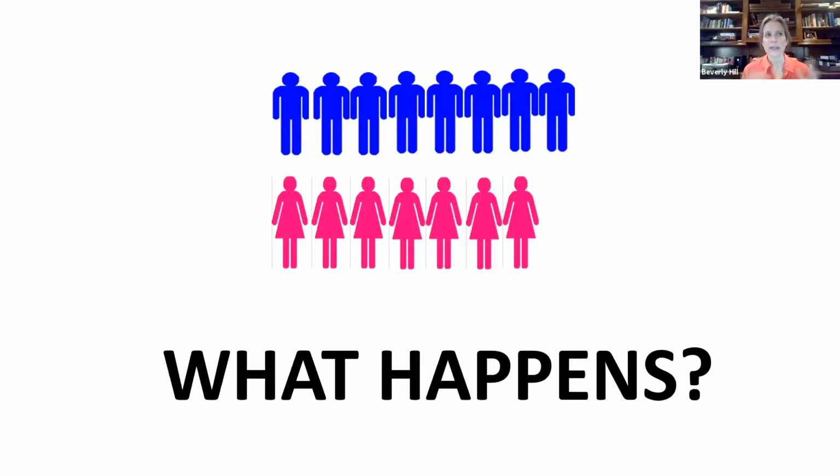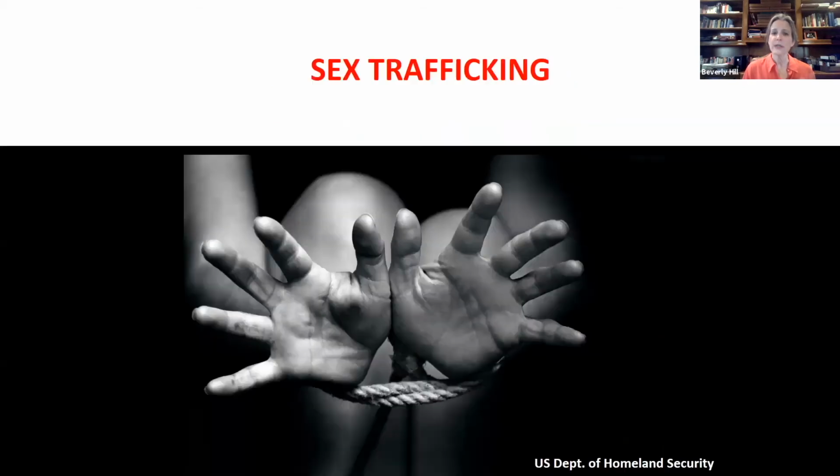So when you have a society where men outnumber women, what happens? What are the social consequences? The first and most immediate is an increase in sex trafficking. It's no coincidence that the areas in the world that have the most distorted sex ratio, and that would be northwestern India and southeastern China, are also hotbeds for sex trafficking.